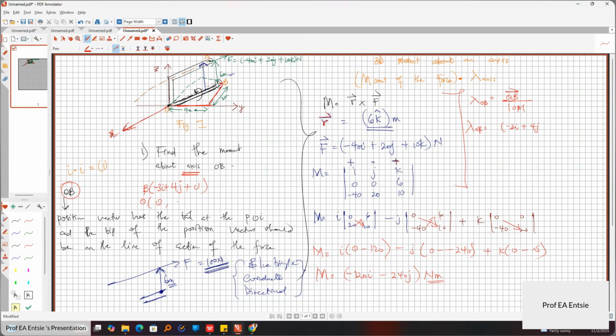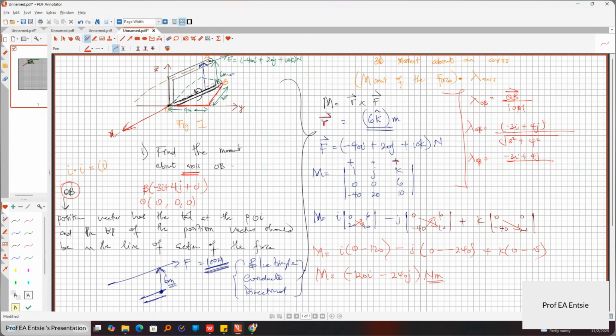The origin. Origin is 0, 0, 0. So if I subtract the origin from B, I'll get the same B. So you close it over the magnitude of this OB, which is the square root of 3 squared plus 4 squared. So I'll get the unit vector of OB to be negative 3I plus 4J divided by this, which gives me 9 plus 16.